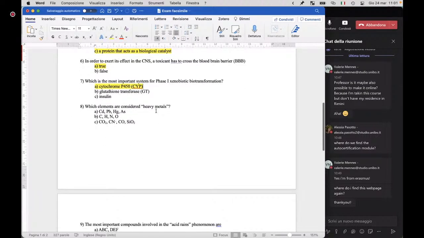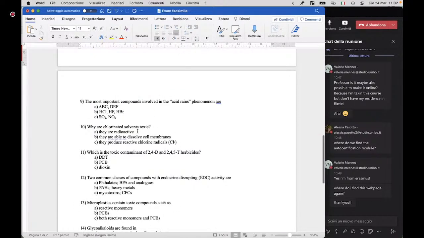Which elements are considered heavy metals? Cadmium, lead, mercury, arsenic; carbon, hydrogen, nitrogen, oxygen; CO2, CN-, CO, Se, SiO2. Again, I think in this case, both B and C are clearly wrong. So in this case, you don't even have metals here. Okay, so of course those are wrong.